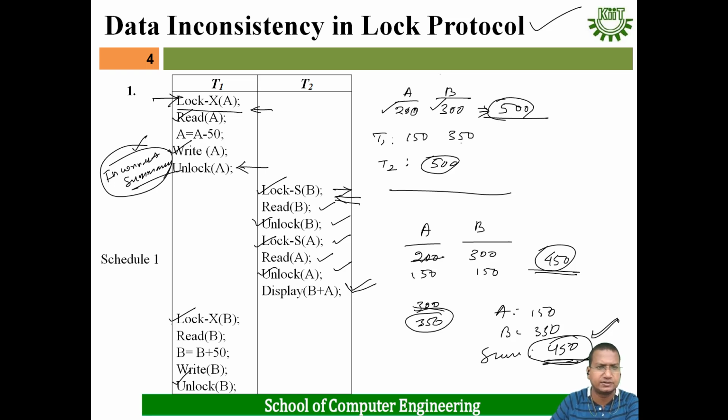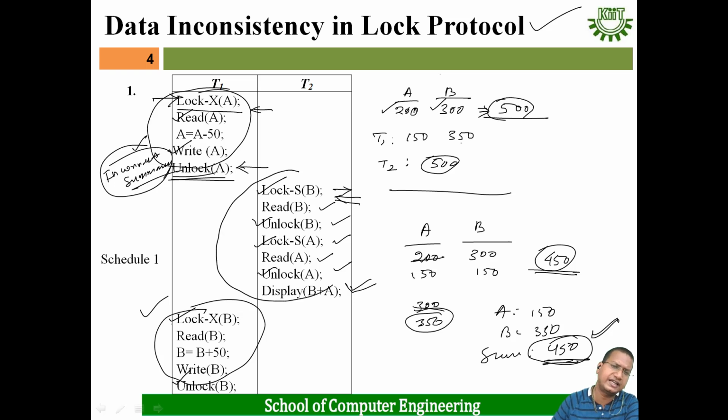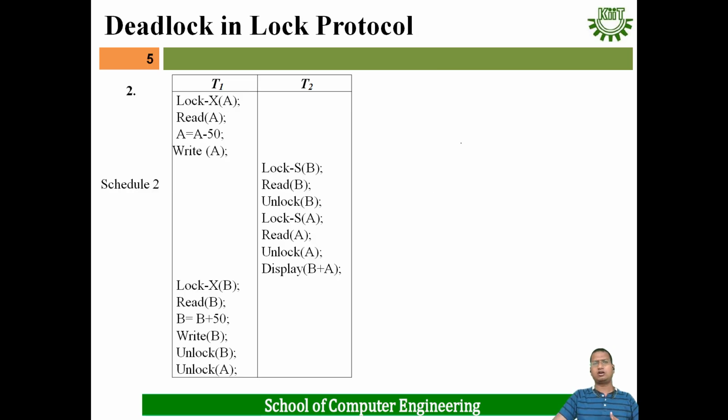In this case, suppose transaction T1 is updating some value in two places, and before the second update, another transaction has calculated the summary of both of the account balances. That's why this problem arises. Okay, deadlock in lock protocol.